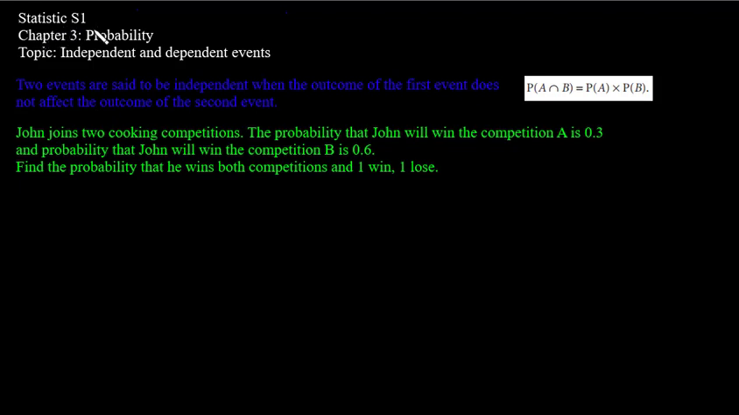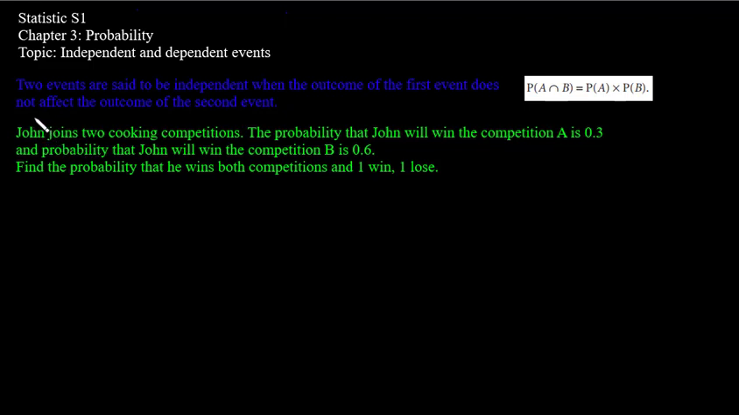Welcome back to Statistics 1, Chapter 3, Probability, topic: Independent and Dependent Events. First we'll work with independent events. Two events are said to be independent when the outcome of the first event does not affect the outcome of the second event. So the probability of event A intersect event B equals the probability of event A multiplied by the probability of event B.